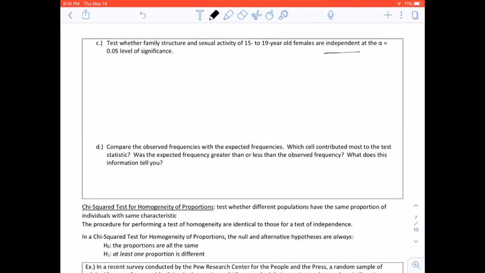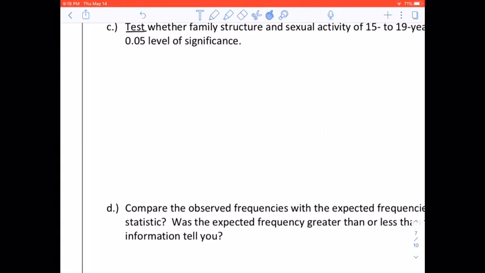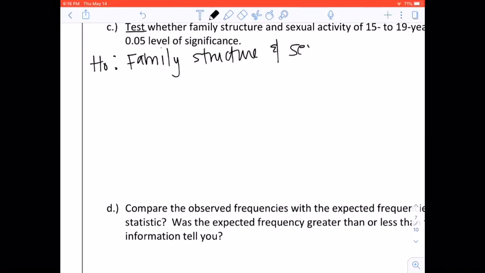So in order to test this, I need to write down my null and my alternative hypotheses. So H naught, our null, is going to be that our 2 variables that we're talking about, family structure and sexual activity, are independent.